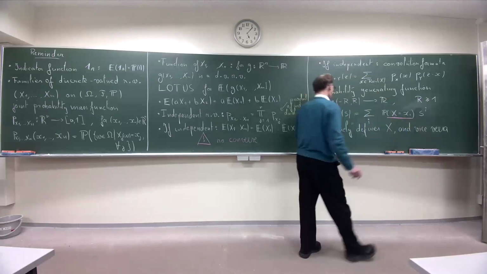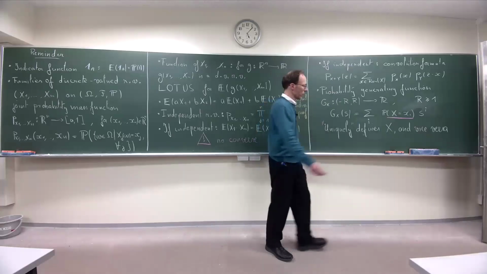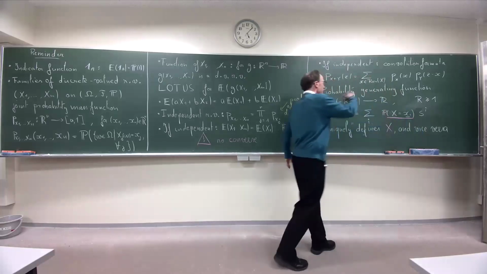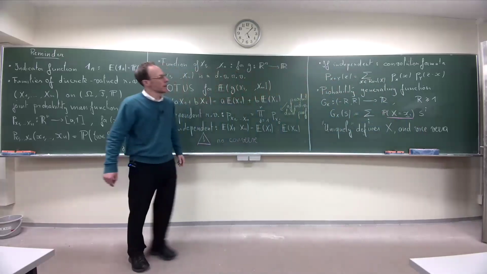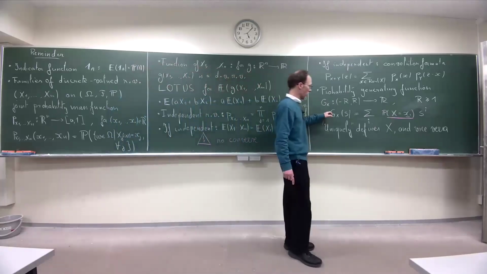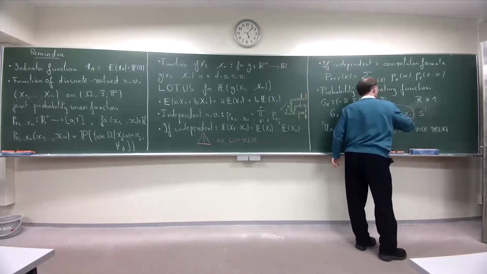So when I say it defines uniquely the random variable, this is not completely true because it doesn't contain the values, or it contains them, but it's a bit implicit. But nevertheless, there is a one-to-one correspondence between such functions and the family of these numbers.